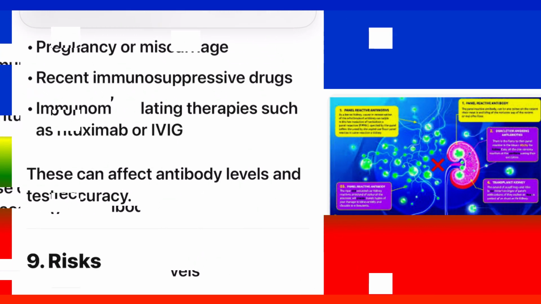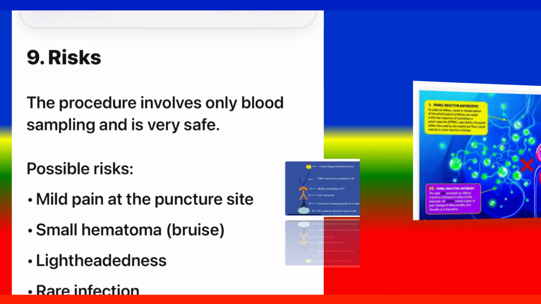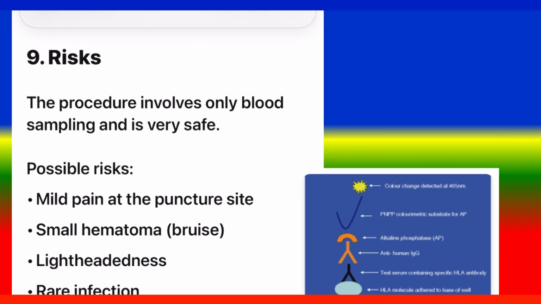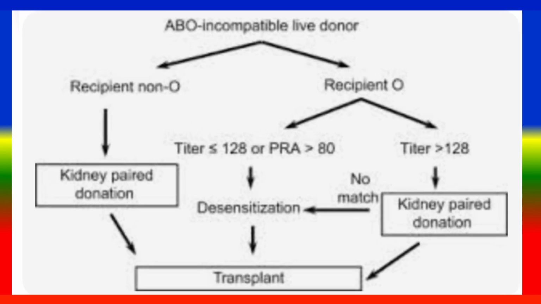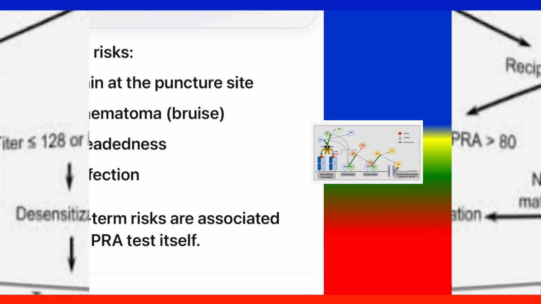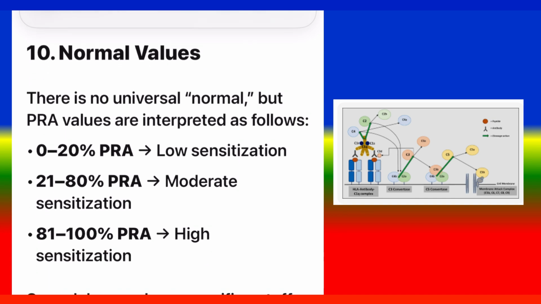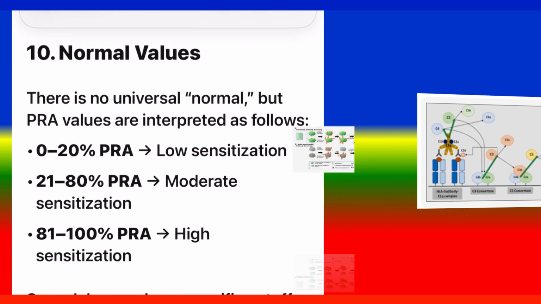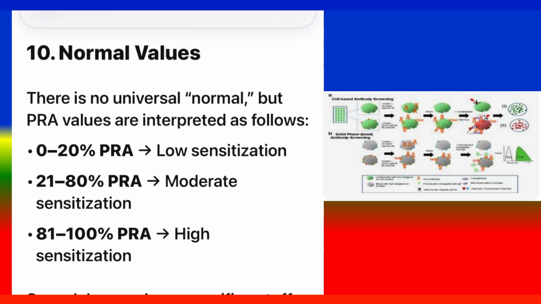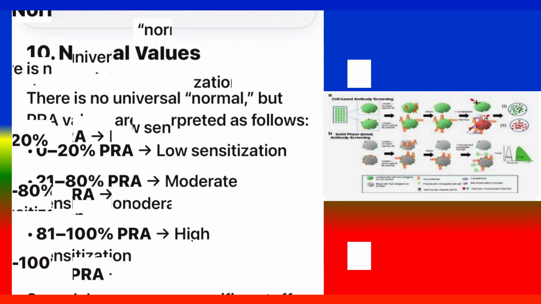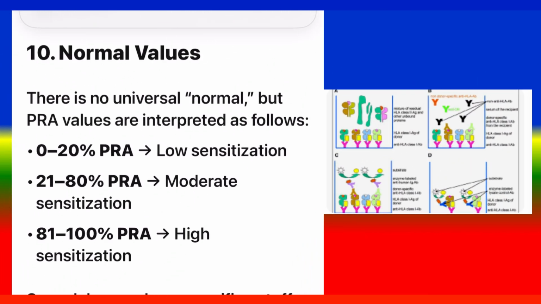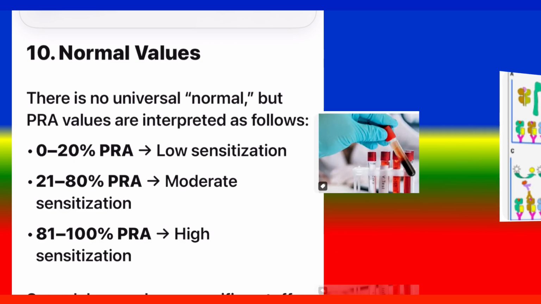Number 9. Risks. The procedure involves only blood sampling and is very safe. Possible risks: mild pain at the puncture site, small hematoma or bruise, lightheadedness, and rare infection. No long-term risks are associated with the PRA test itself. Number 10. Normal values. There is no universal normal, but PRA values are interpreted as follows: 0 to 20% PRA, low sensitization; 21 to 80% PRA, moderate sensitization; 81 to 100% PRA, high sensitization.